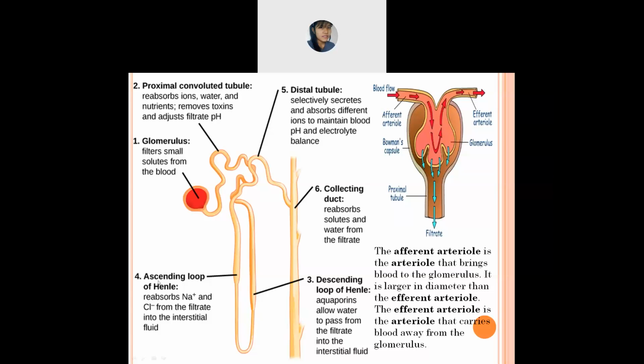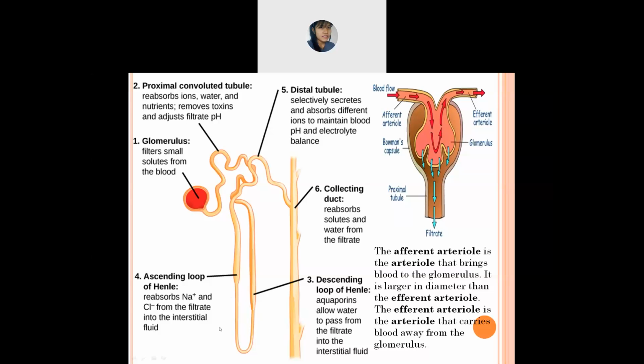Okay, let's move to the next part, that is the ascending loop of Henle. Ascending means greater. What you will find here in the ascending loop of Henle, as the nephron, as the loop of Henle, is going deeper, there will be more concentration of salt in this ascending loop of Henle. And it will be salty also.